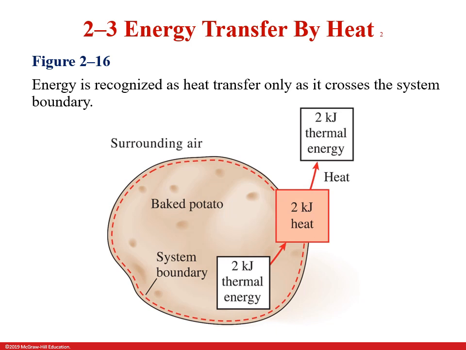So again, we're looking at energy as heat transfer if it crosses the system boundary. So internally here, this is the baked potato, right? We're not looking at internal differences in temperature. We're considering this our system. So you take a baked potato out of the oven, and it just sits there. It's got a certain amount of thermal energy, right? And the heat as it's crossing this boundary is 2 kilojoules. That's how much heat it's losing, and it's dumping that to the environment, and the environment is increasing by 2 kilojoules of thermal energy.